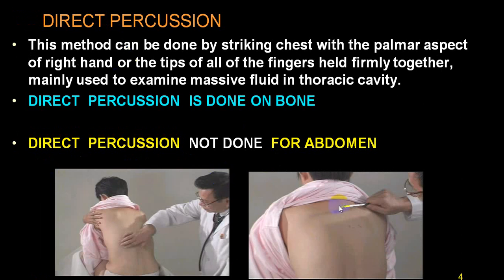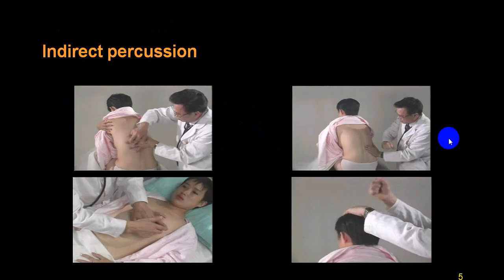When you percuss directly, this is called direct percussion. This is a percussion on the chest. On the abdomen, usually we don't have any bony structure, so there is no possibility of direct percussion. So direct percussion is not done for the abdomen. Direct percussion is done on bony structures, particularly like the sternum, clavicle, skull bones, etc. So direct percussion cannot be done over the abdominal area.